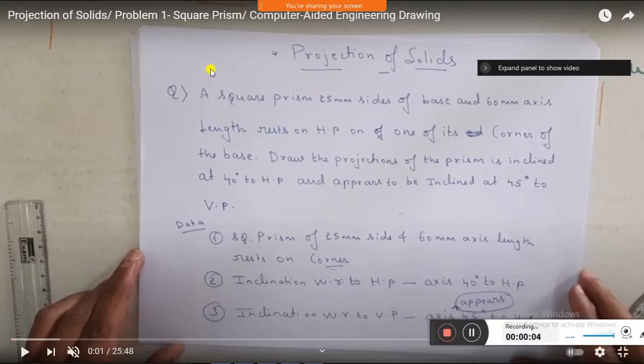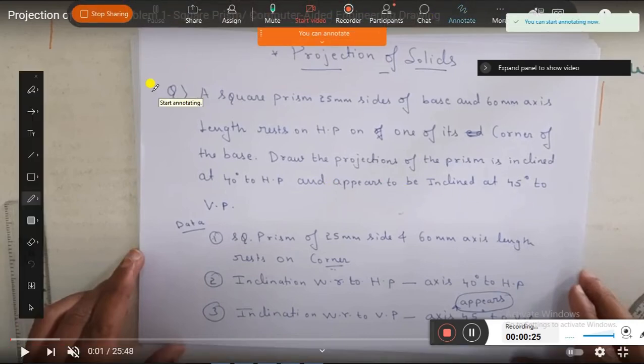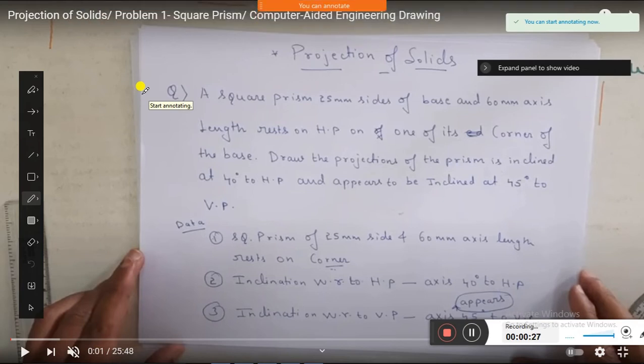Yes, the problem is a square prism of 25 mm sides of base and 60 mm axis length resting on HP on one of its corners of the base. Draw the projection of the prism, inclined at 40 degrees to HP and appearing to be inclined 45 degrees to VP. So in the last class, I gave some important points to remember.